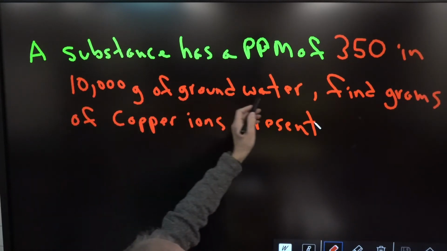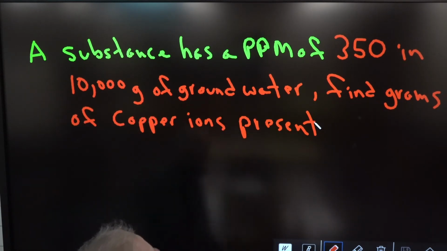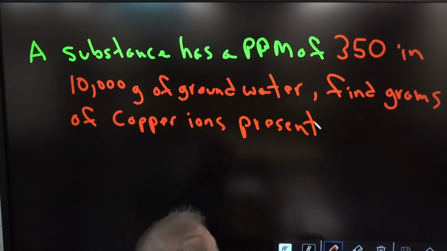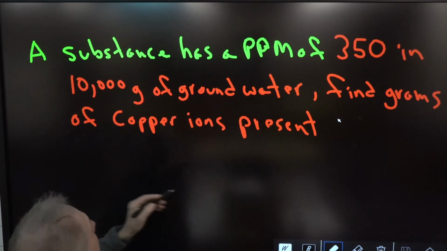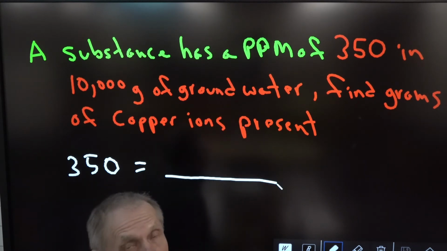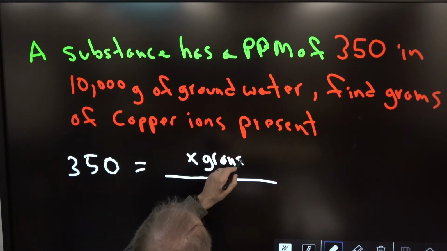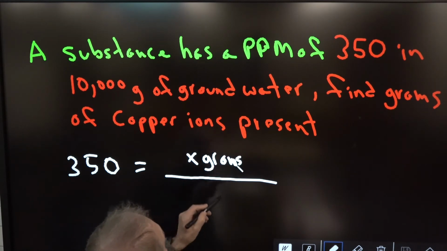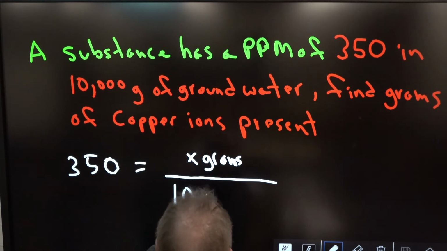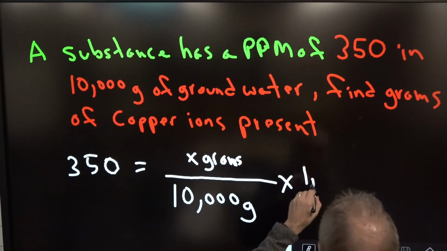So a substance has a ppm of 350 in 10,000 grams of groundwater. And now we just got to find out, this would be for copper ions. So let's do it. I have the ppms at 350, so we go 350 equals. We're trying to find out the grams of copper ions, so x grams. And we know that it's in 10,000 grams of groundwater. And once again, times a million.